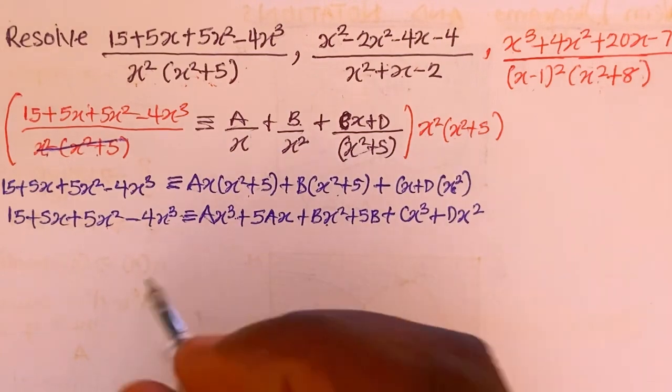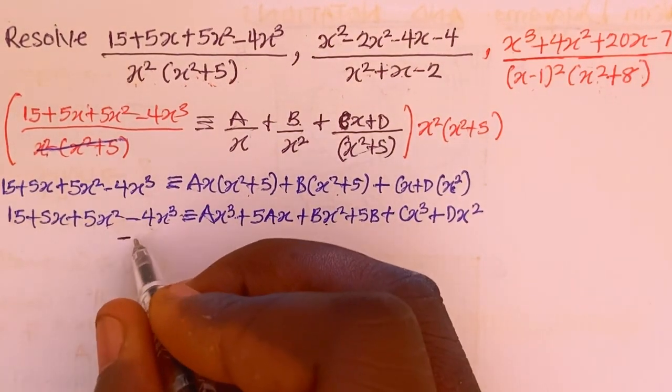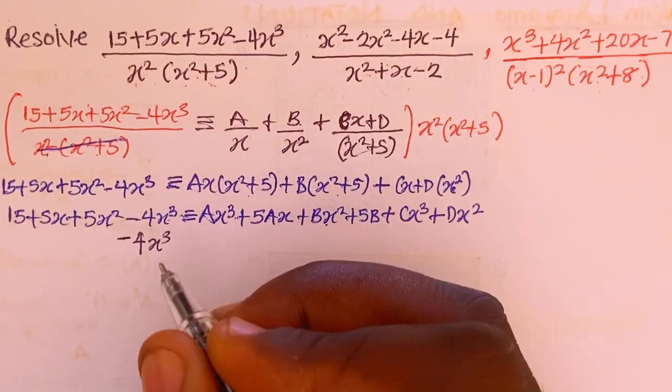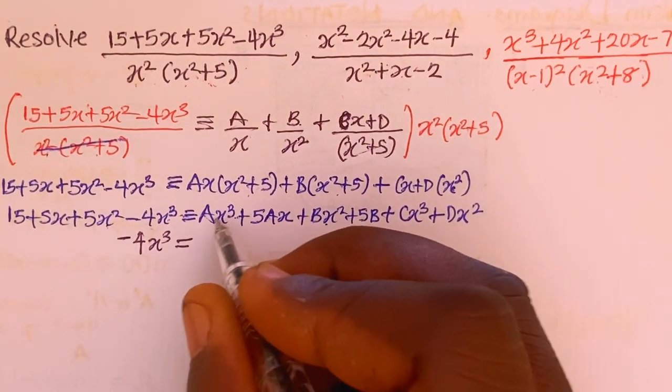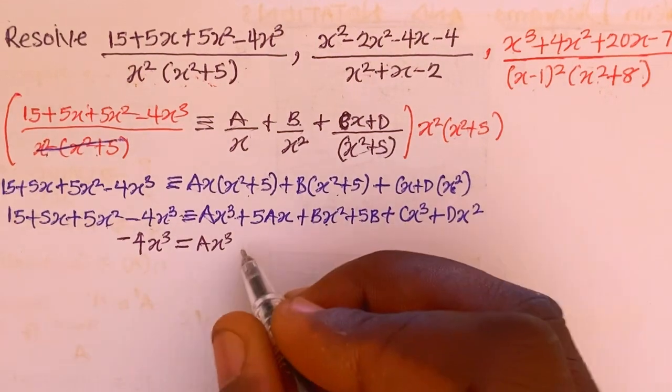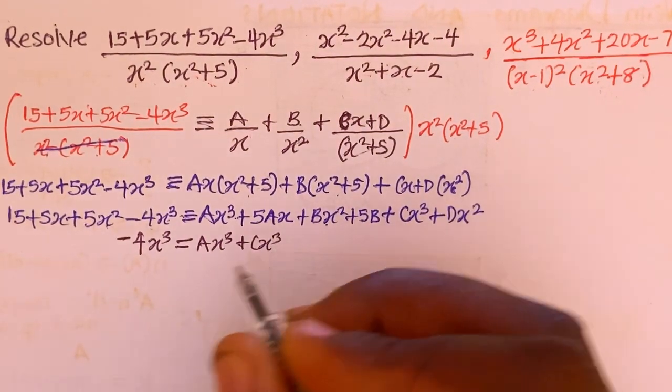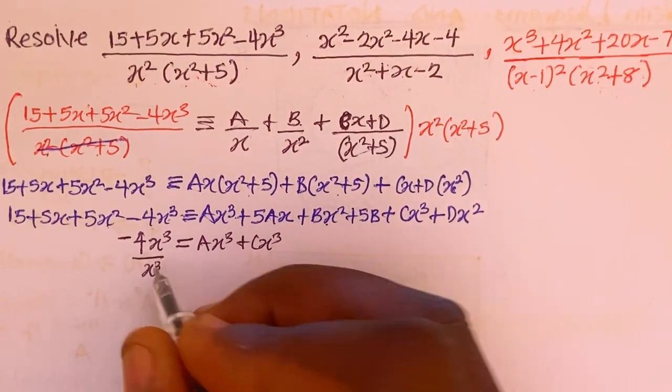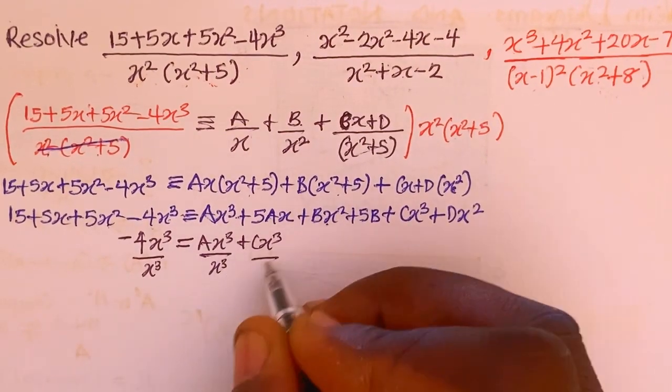On this side, I'm having minus 4x raised power 3, right? It is equal to, here I'm having Ax power 3. Then what other thing do I have as x power 3? That's plus Cx power 3. So if I go ahead and divide both sides all through by x power 3, and this is also x power 3.